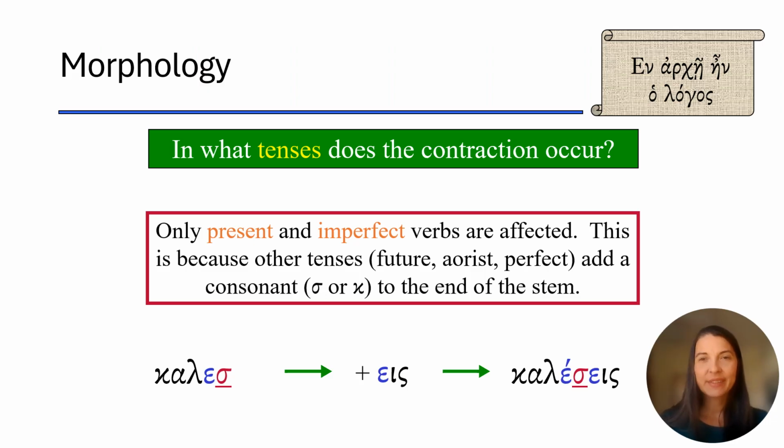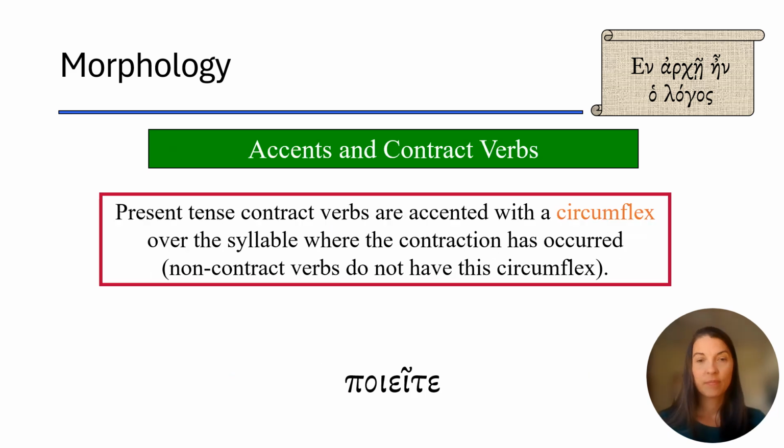So in what tenses will contraction occur? You've learned the present and the imperfect tenses, and those are the only ones that are affected. Once you move into the future, the aorist, the perfect, these will be adding a consonant at the end of the stem, and that will keep the vowel from contracting.